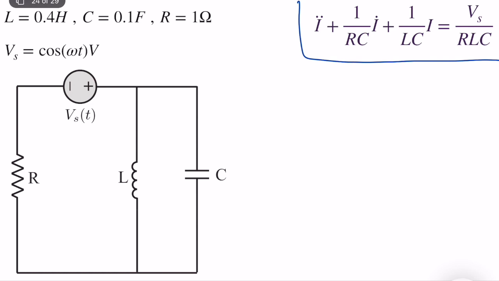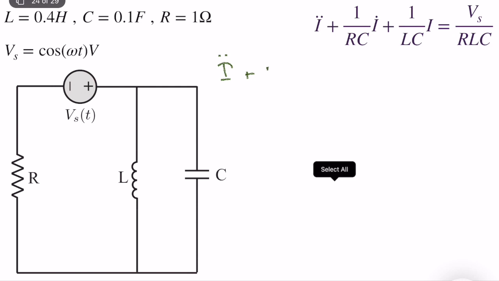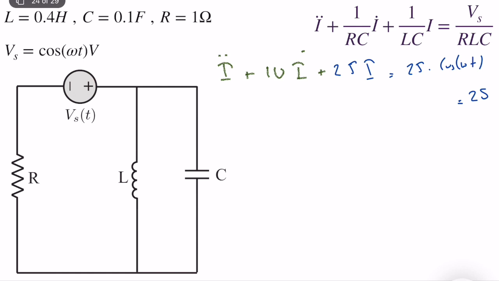Let's first plug the numbers in to simplify the differential equation. This is equal to I double dot plus, what is RC? It is 10. So 10 I dot plus, what is LC? I think it's 25. So 25 I is equal to 25 times the input, cosine omega t. Now we are transforming everything into the phasor domain. So the right side is equal to 25, because it's cosine omega t, it is 1.